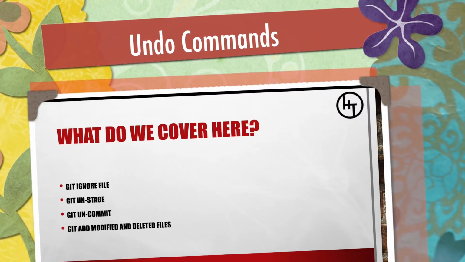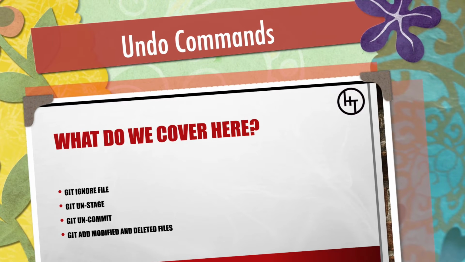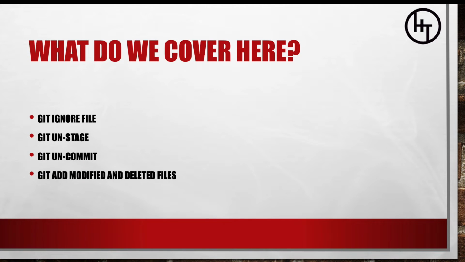In this tutorial we'll talk about the git ignore file and what it is, and then we will talk about how we unstage files, and the same thing for uncommit. We learned how to commit, now we want to learn how to uncommit. And also at the end we will talk about how to add all modified and deleted files together.